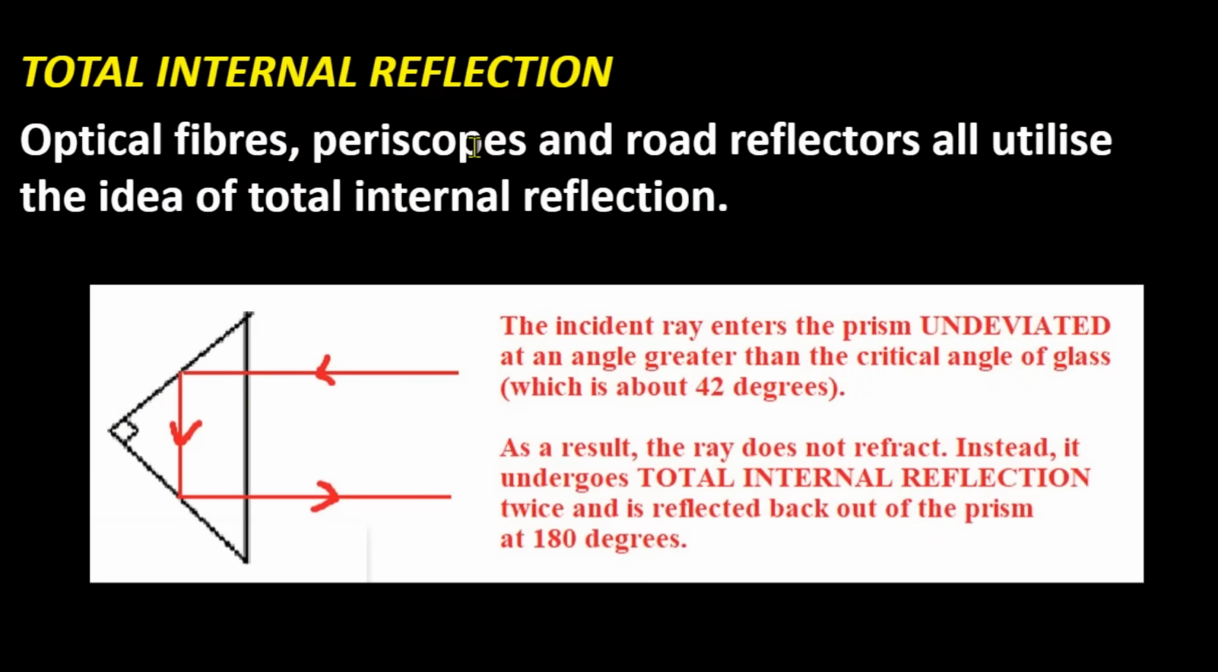Optical fibers, periscopes, and road reflectors all utilize the idea of total internal reflection. If you look at this sketch of a road reflector, we can see this incident ray enters the prism undeviated at an angle greater than the critical angle of glass, because it is going to reflect at 90 degrees. We're going to have an angle of reflection of 45 degrees, which is more than 42. It's going to reflect again undeviated, and thus is going to get totally internally reflected as it enters and exits the prism at 180 degrees.